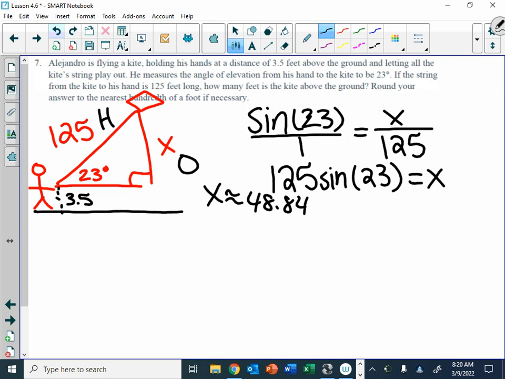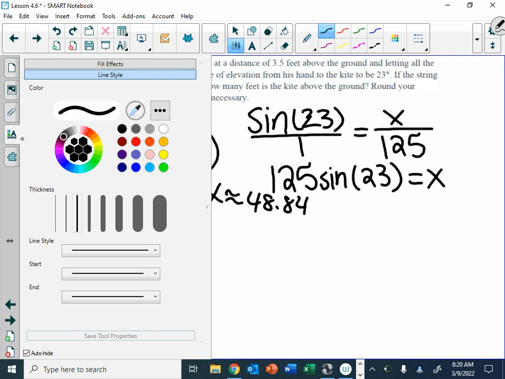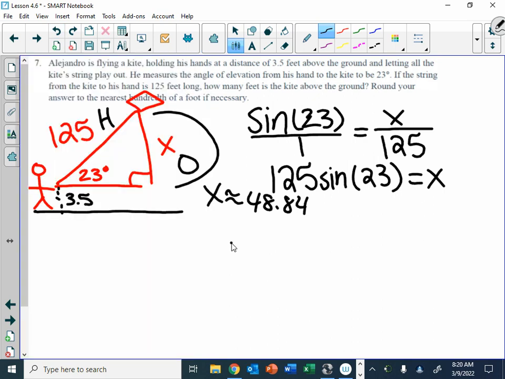You would add. Okay, because this is 48, but then I need this too to figure out how high it is above the entire ground. So, remember, don't round until the very end. So take your answer, 48.841, blah, blah, blah. Take that entire thing and add 3.5 to it, and then round to 2 decimal places.